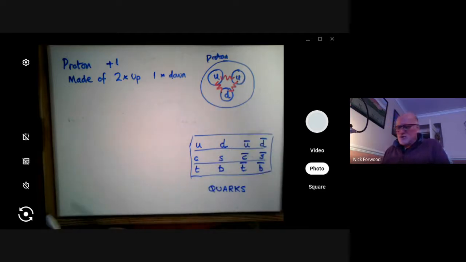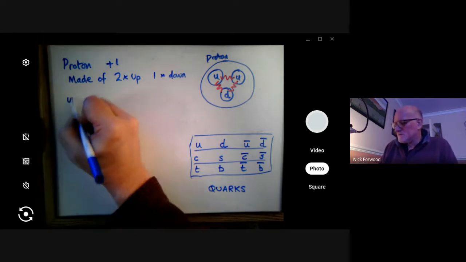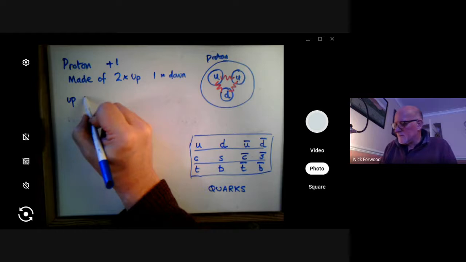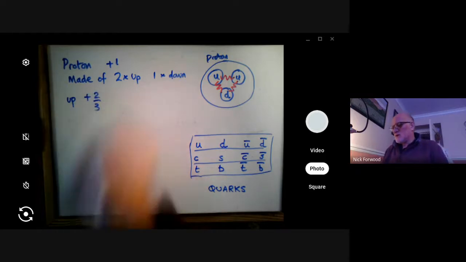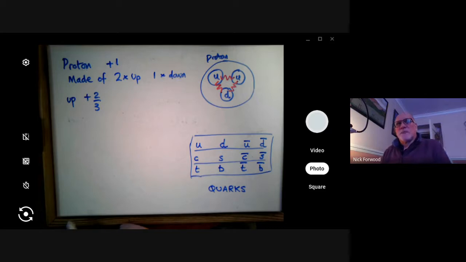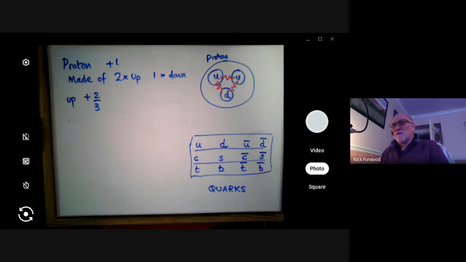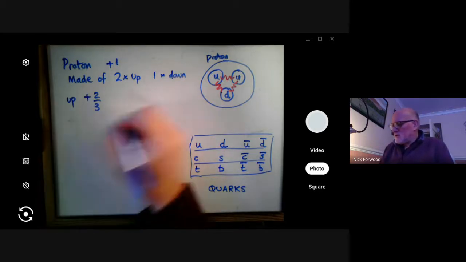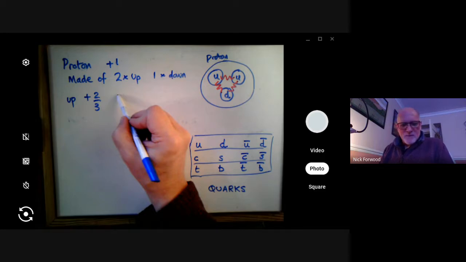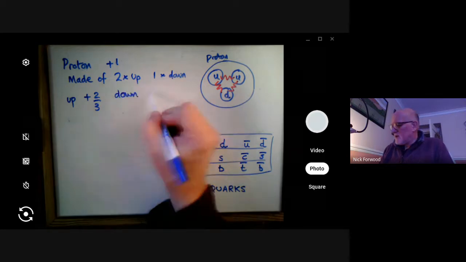Now, how do the charges work out? Well, an up quark has a charge of plus 2/3. It's part of 2/3 worth of 1.6 times 10 to the negative 19. You need to remember this plus 2/3 bit, but I've never seen a question where you actually take the charge, the 1.6 times 10 to the negative 19, and divide it up into 2/3 bits. So we just work with the relative charges. And the down quark has a charge of negative 1/3.